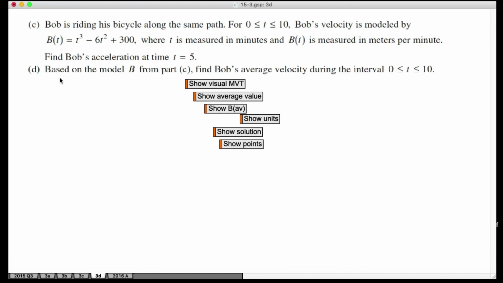Okay, part D says, based on the model B from part C, find Bob's average velocity during the time interval t between 0 and 10. Okay, so I want to do a little review on that too, because the average value formula can be confusing. We can forget it. It's one of those things: if you memorize it, you're going to forget it or get confused. If you try to understand it and develop it, I think you can get it right every time.